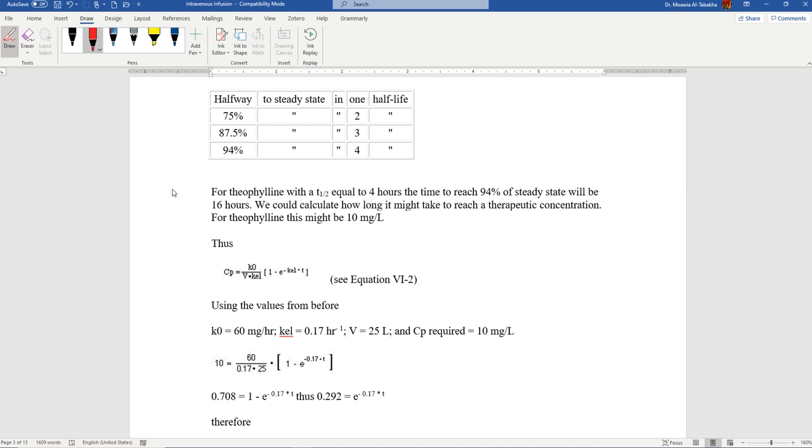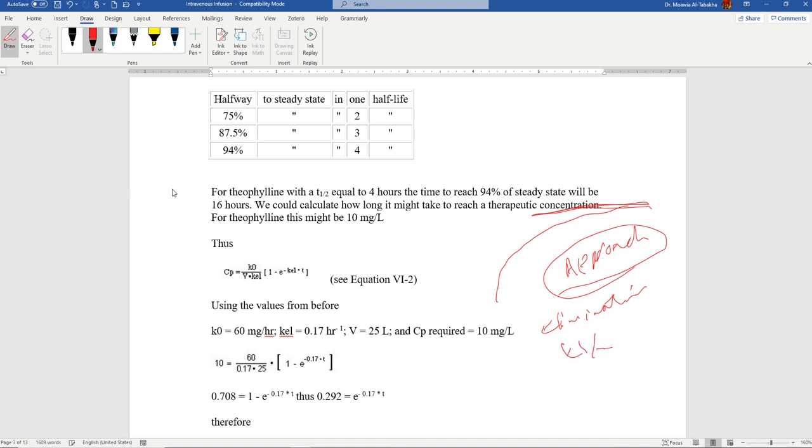This means, please pay attention: the time to reach steady state, not reach, let's say approach steady state, depends on the elimination process or elimination half-life.